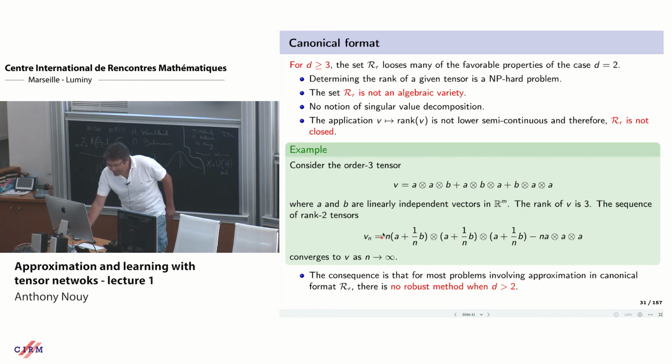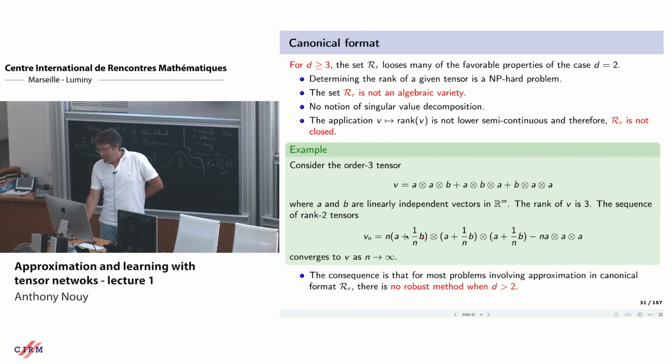And here I define a sequence of tensors that are differences between 2 elementary tensors. So this is a tensor with canonical rank equal to 2. You see here the definition. The first component here is n times a plus 1 over n b. The same here, the same here. And here is the elementary tensor a times a.